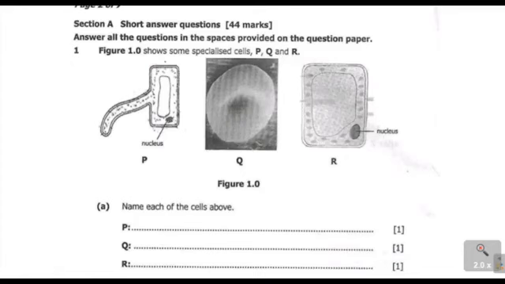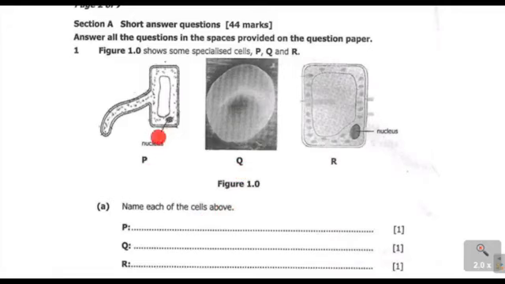All right, guys. So we are done looking at paper 1 type of questions under plant cells and animal cells. We now come to paper 2 type of questions from the same topic, plant cells and animal cells. You can see section A, short answer questions. This is paper 2 biology. So our question 1 here: Figure 1.0 shows some specialized cells P, Q, and R. Name each of the cells above. So what is the name of cell P, cell Q, and cell R?